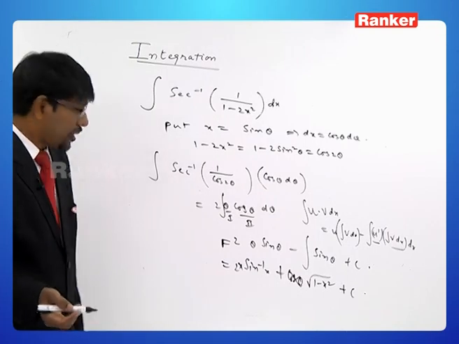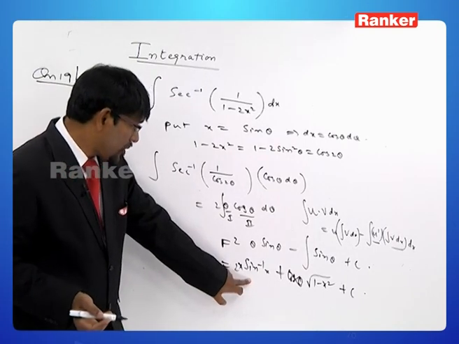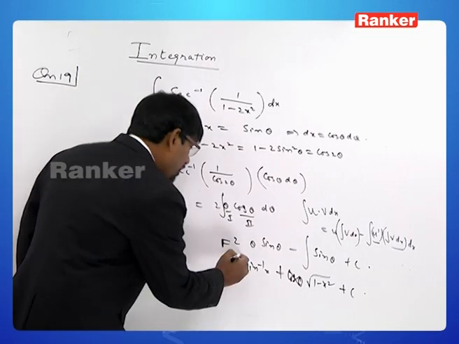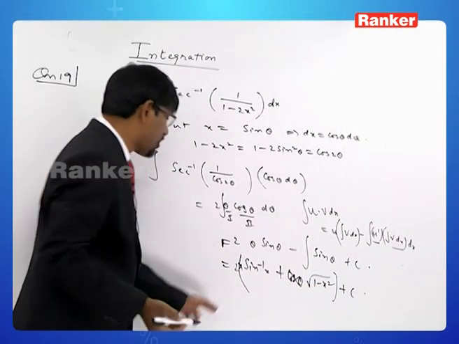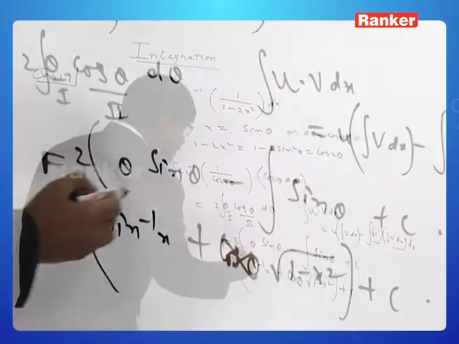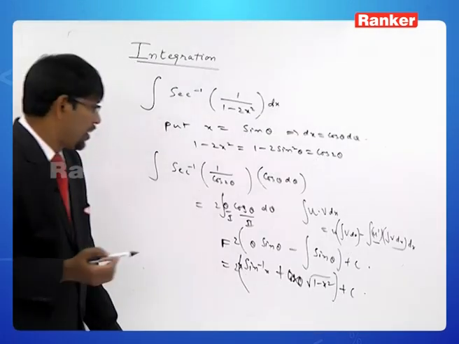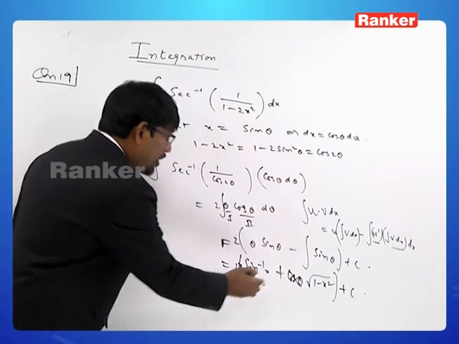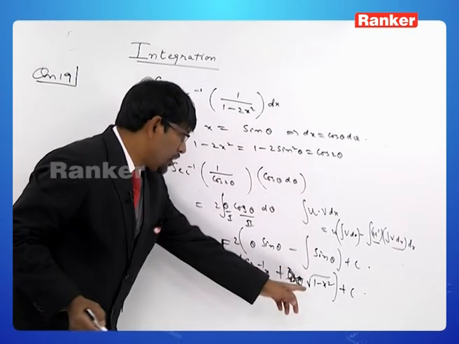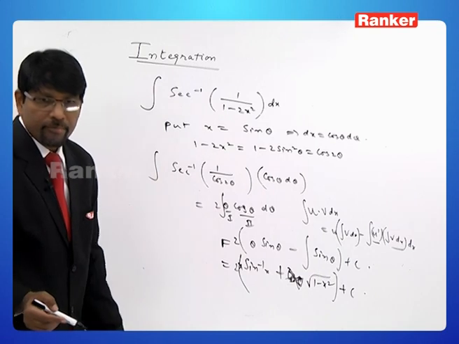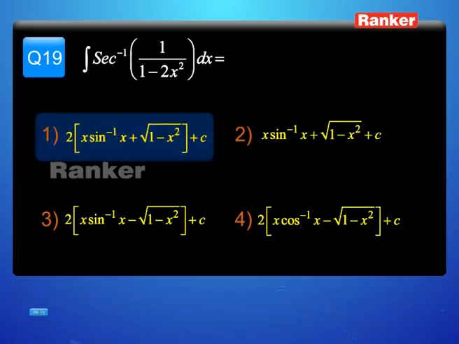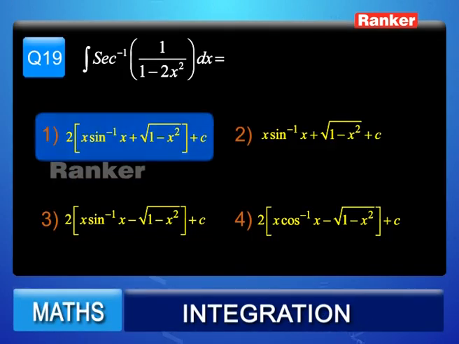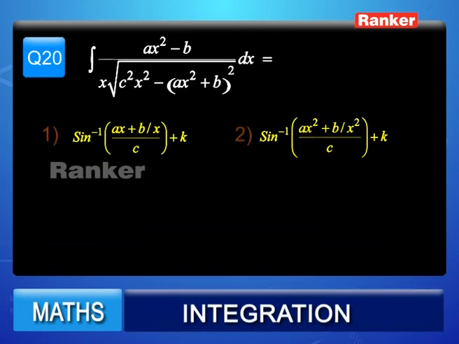So we have here 2 times x sine inverse x, there is a 2 common throughout. So 2 times x sine inverse x, this, it is root over 1 minus x square here, plus c. Answer is option 1. Let us move on to the next question, question number 20.